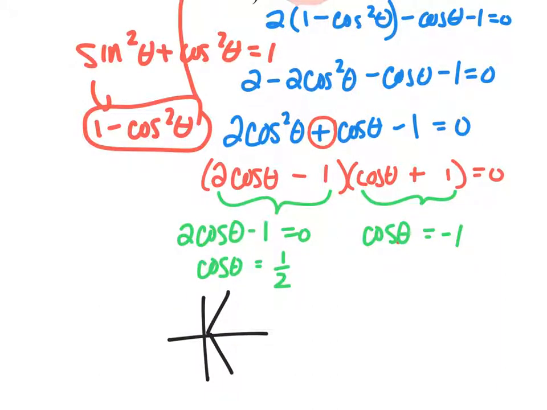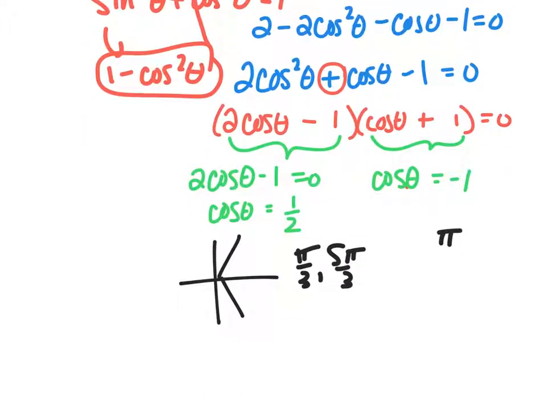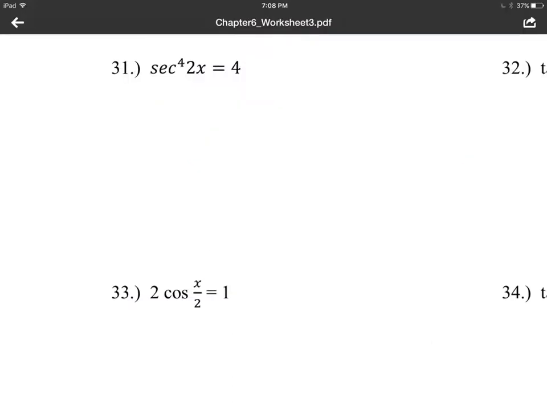But let's just say that we were supposed to be in radians. That would be pi thirds and 5 pi thirds. And then over here, this would be at pi. If our angles were supposed to be in degrees, that would be 60, 300, and 180. All right, for the last problem, we were looking on worksheet 3. So the first 2 are from worksheet 2, and this last one is from worksheet 3.